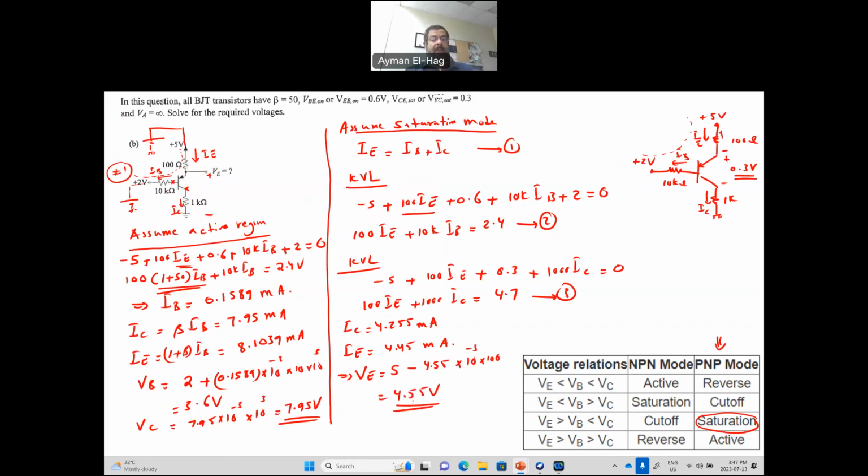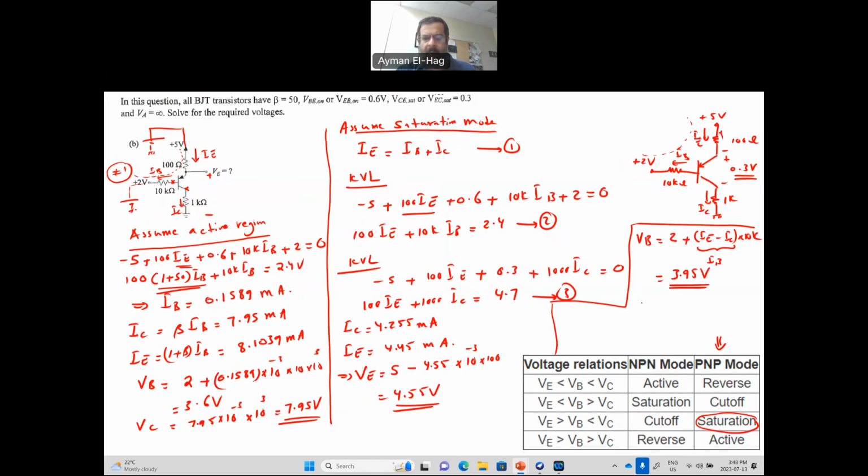Now, okay, we did the calculation. Now we need to do the check. Okay, so let me do the check here. We need to check VB. VB is the voltage between the base and the ground, equal to 2 plus IB, which is the difference between IE and IC, so IE minus IC. This is your IB times the resistance, which is 10 kilo. You substitute IE and IC times 10 kilo.